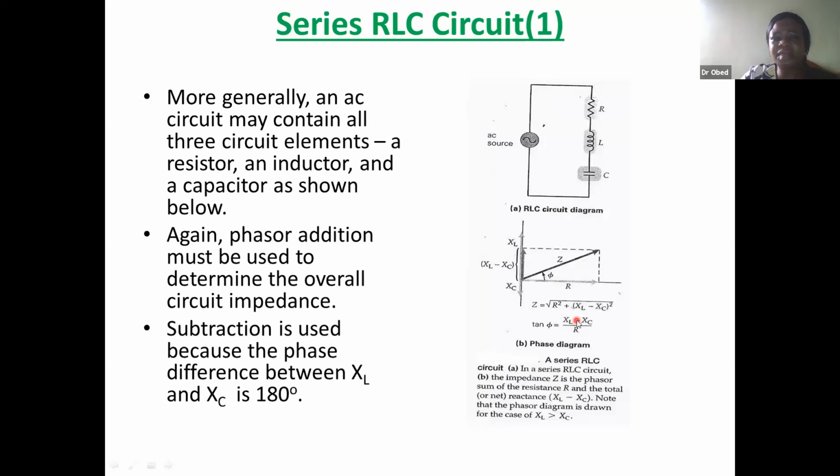Okay. Now let's look at series RLC circuits.